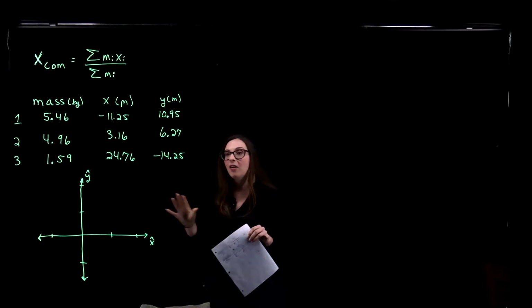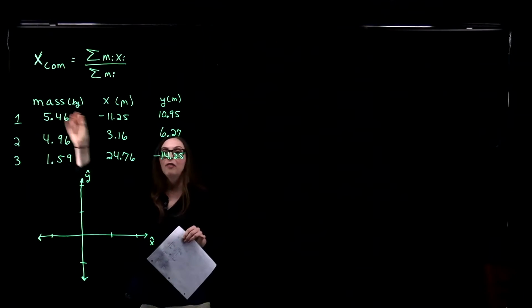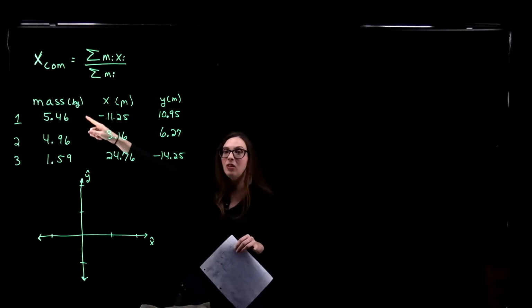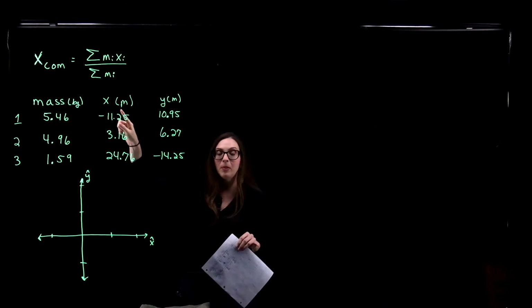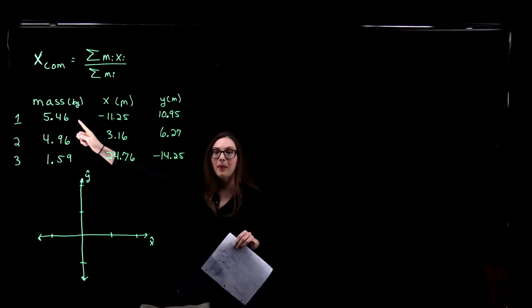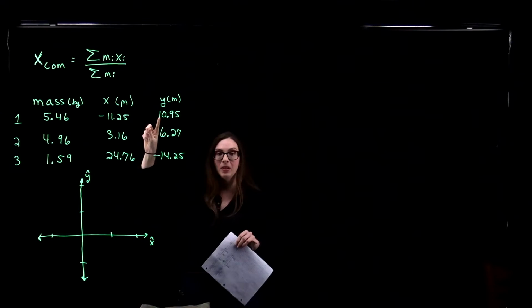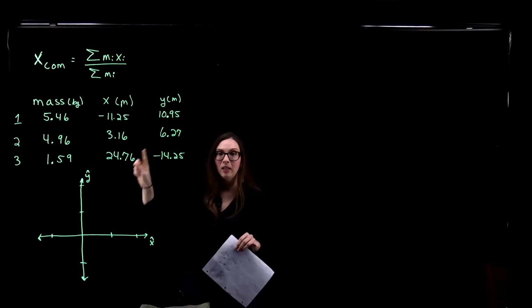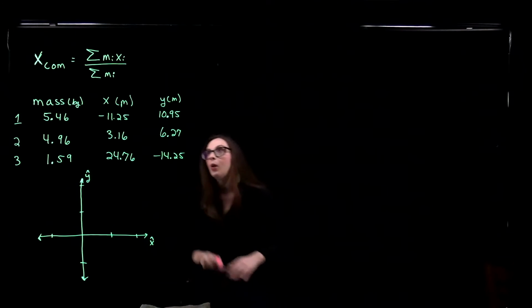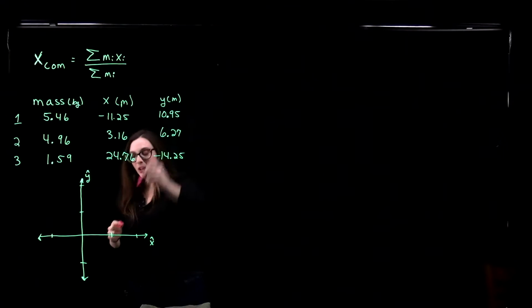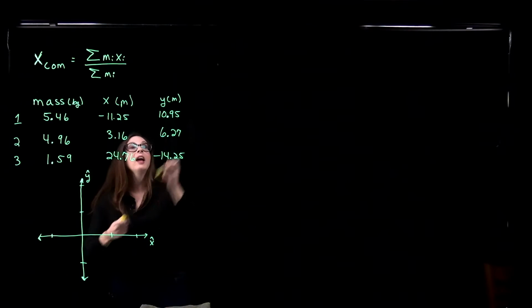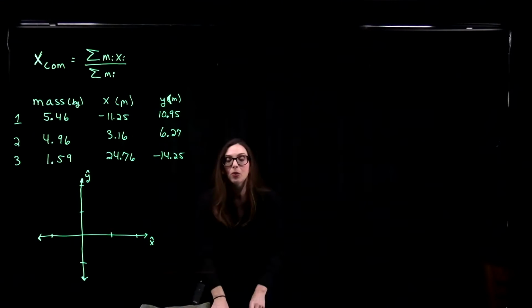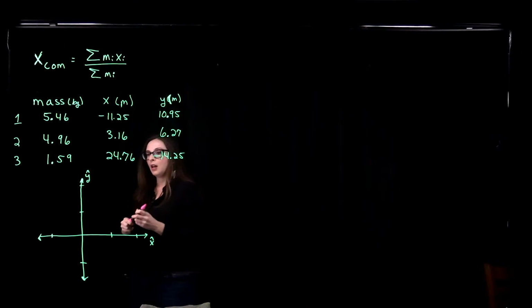So here what I have is a table. We have 3 masses, each of a different mass, and they're located at different positions on our xy coordinate system. This mass has a different x and y position on the coordinate system than the others here. So what we can do is figure out the center of mass of this system in both the x and the y dimension. So let's just go ahead and draw our system here.